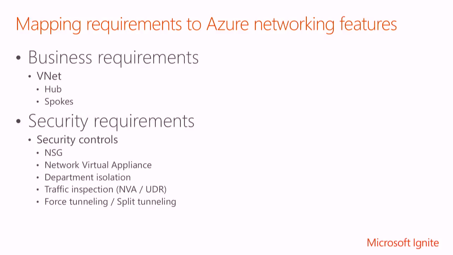So each department needs connectivity to on-prem, but only to their respective network. How do we do that? That's the isolation part. And then some people would want to say, hey, I want to be able to do the traffic inspection. I need to be able to maintain records of what traffic was allowed, blocked. So how do I do that kind of stuff?